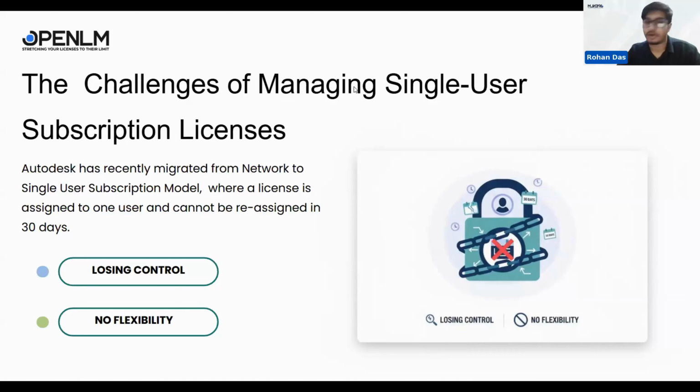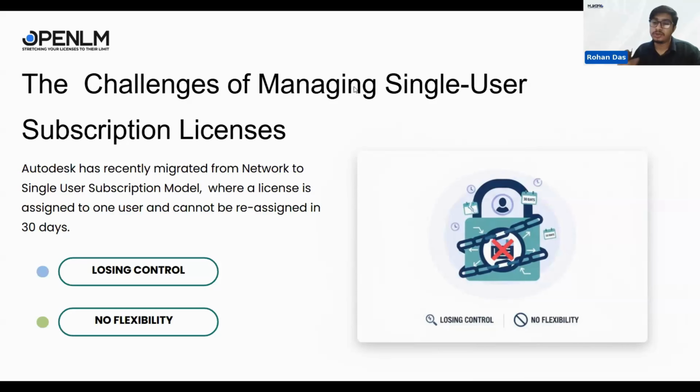But right now, Autodesk has given you a new licensing model, which is single user subscription based licenses. When a license is procured, it can be assigned to only one user and it is locked in for 30 days. It is not named user, where you can remove it from someone at any point of time and give it to someone else. It is also not network based. So it is somewhat like a named user with a lock-in period. You cannot reassign to anyone in those particular 30 days.